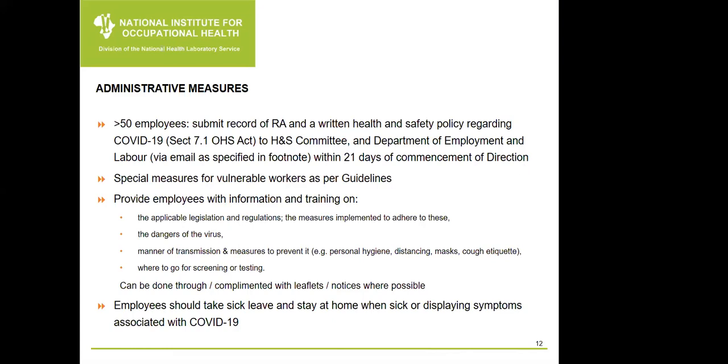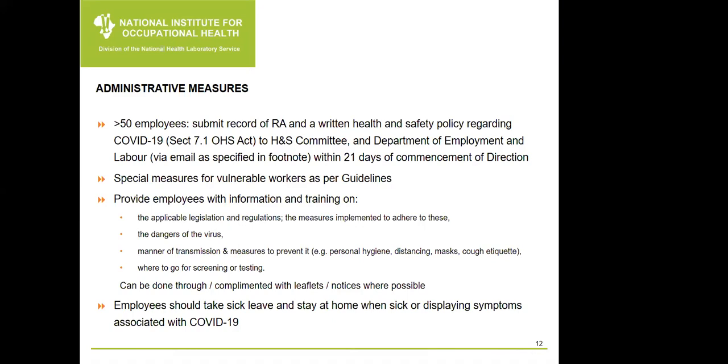Special measures must be implemented for vulnerable employees. Employees must be provided with information and training on the applicable legislation and the regulations, and all the hazards that are involved. So it means information on the virus and COVID-19 itself, the manner of transmission, measures to prevent it, what to do, and how to go about screening and testing when applicable.